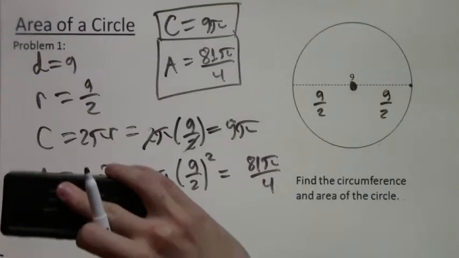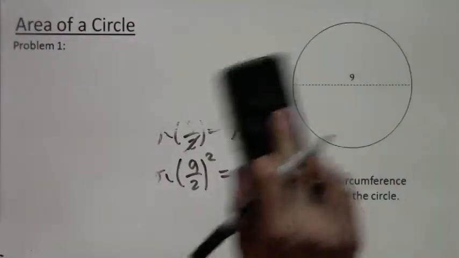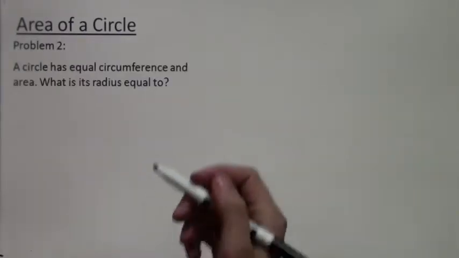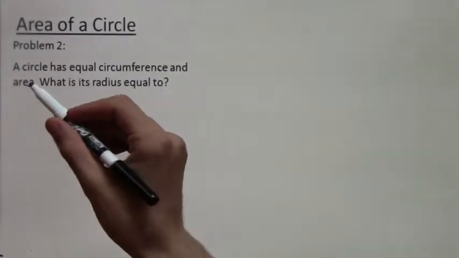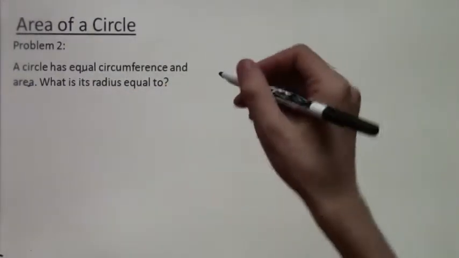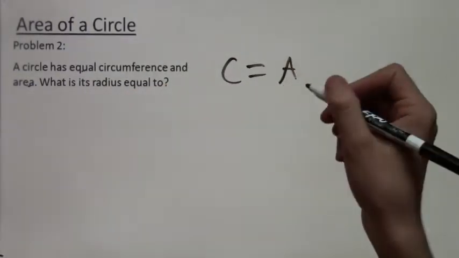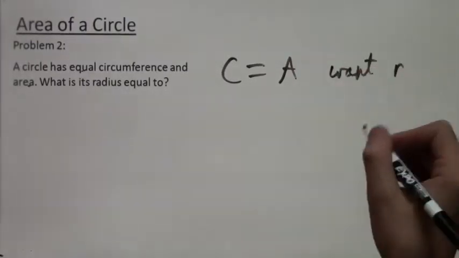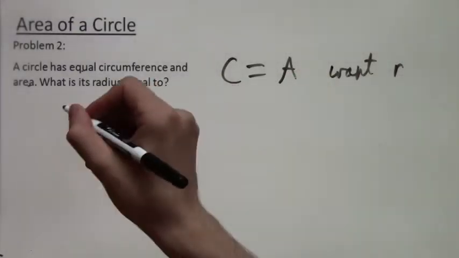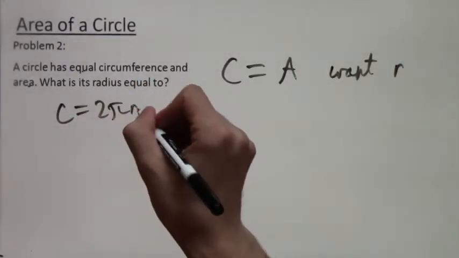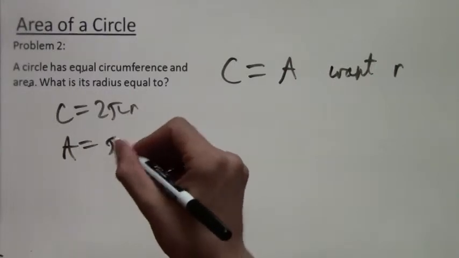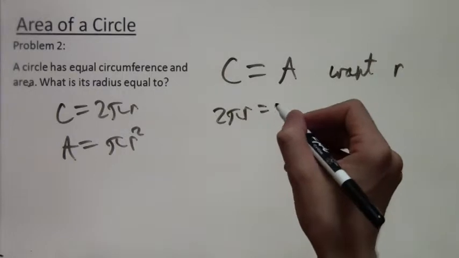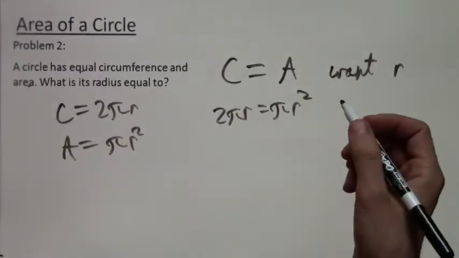All right, let's move on to another example. A circle has equal circumference and area. What is its radius equal to? Well, we're given that C equals A, and we want r. So remember that we have those formulas for C and A in terms of r. That is, C equals 2 pi times r, A equals pi times r squared. So we set these two equal to each other. Now we can solve for r.